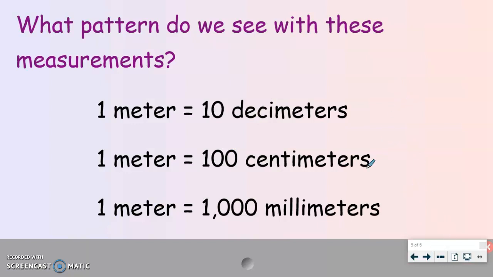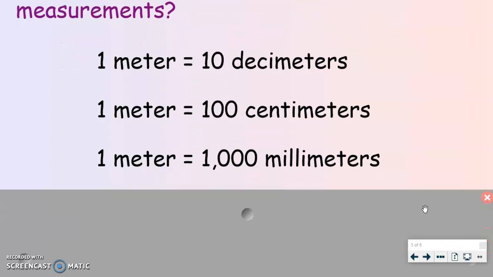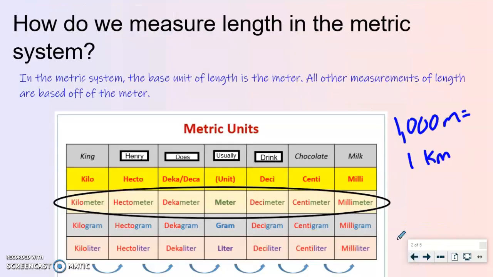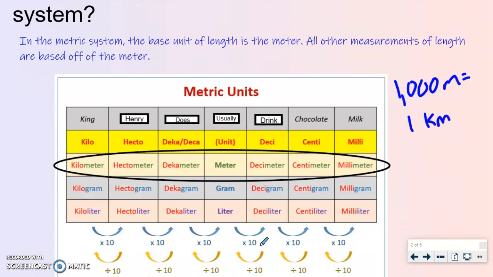But let's take a closer look. What is a pattern that we see with these measurements? Okay, we have 1 meter equals 10 decimeters, 1 meter equals 100 centimeters, and 1 meter equals 1,000 millimeters. What do we notice here? Well, I hope you said that they're all multiples of 10, and you'd be correct.